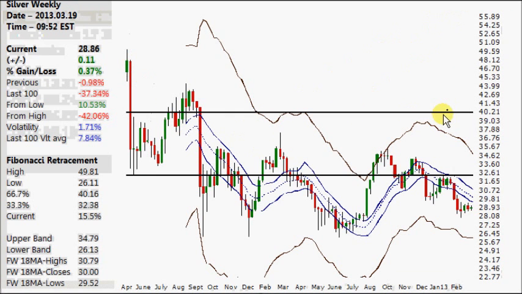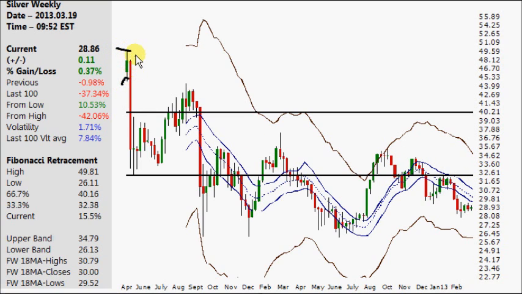Now, what is volatility? What it is, you take the highest level, subtract the lowest level, which gives you the difference in price for the period, and then you divide it by the lowest level again to obtain the volatility level. In two weeks from now, when this period here is gone, you're going to start to see a major decline in the last 100 volatility average, to say the least.